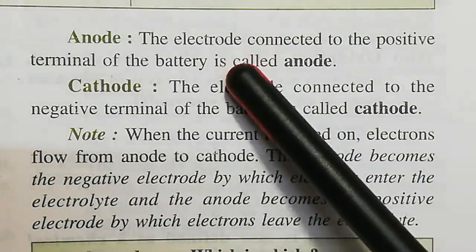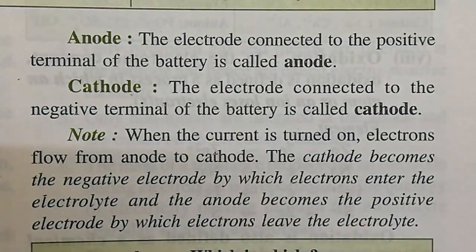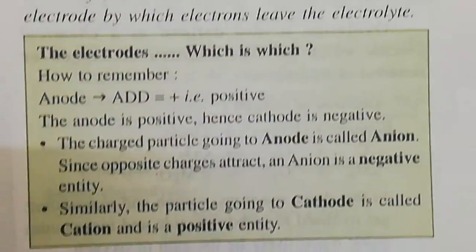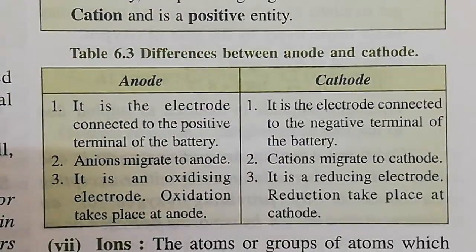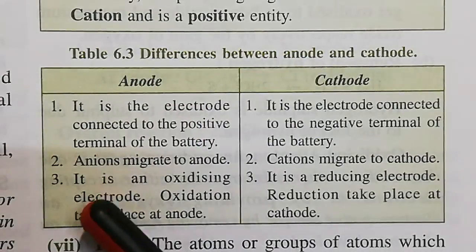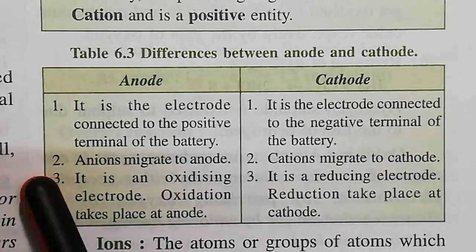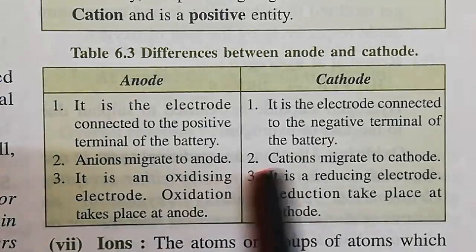Now let's move to the comparison, or differences, between cathode and anode. Only three points are there. Just go through them once and you will see these are already discussed.